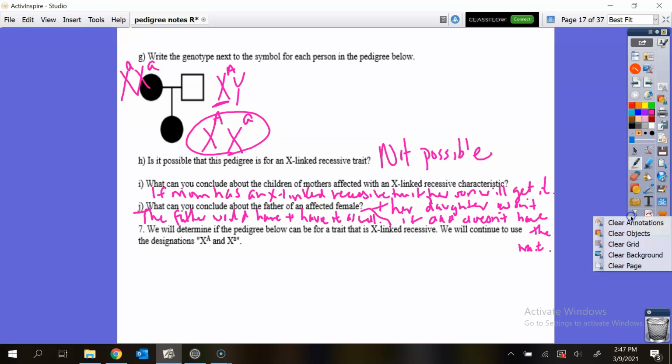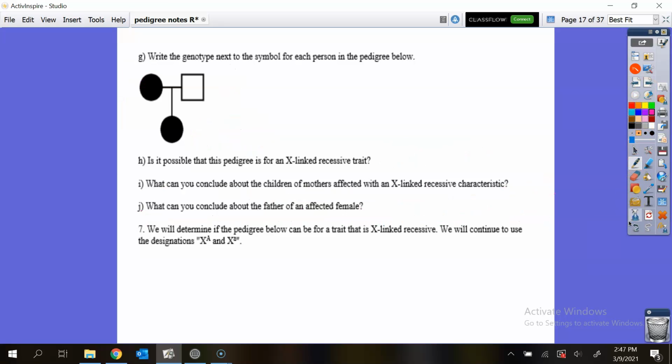Okay, so what about this one? In this case, mom has it again. Dad does not. Daughter does. So is that possible? No, because dad could only give his daughter that, so this one's not possible.